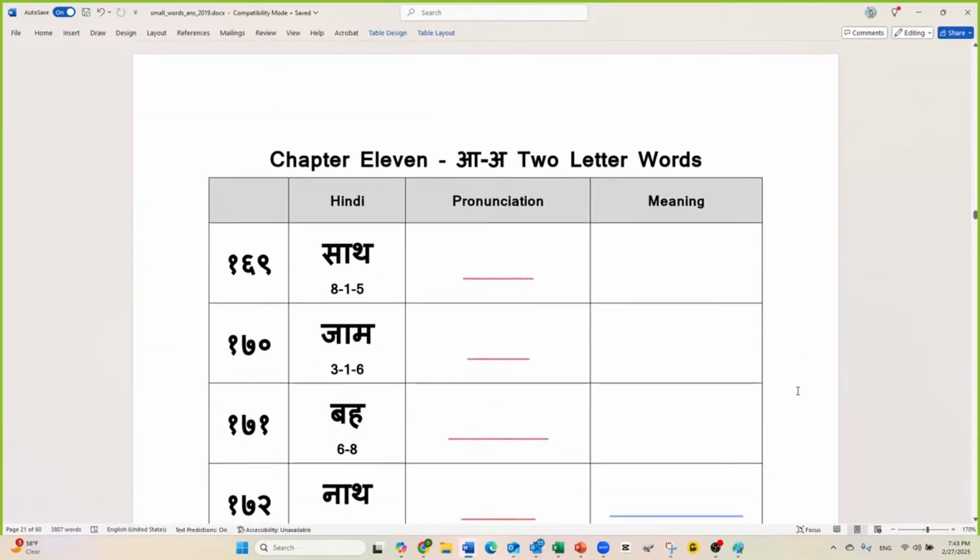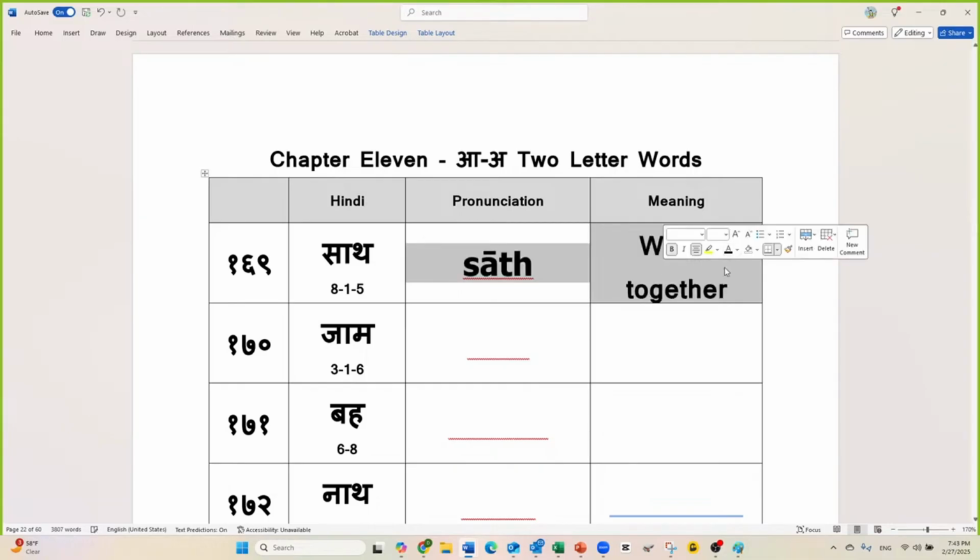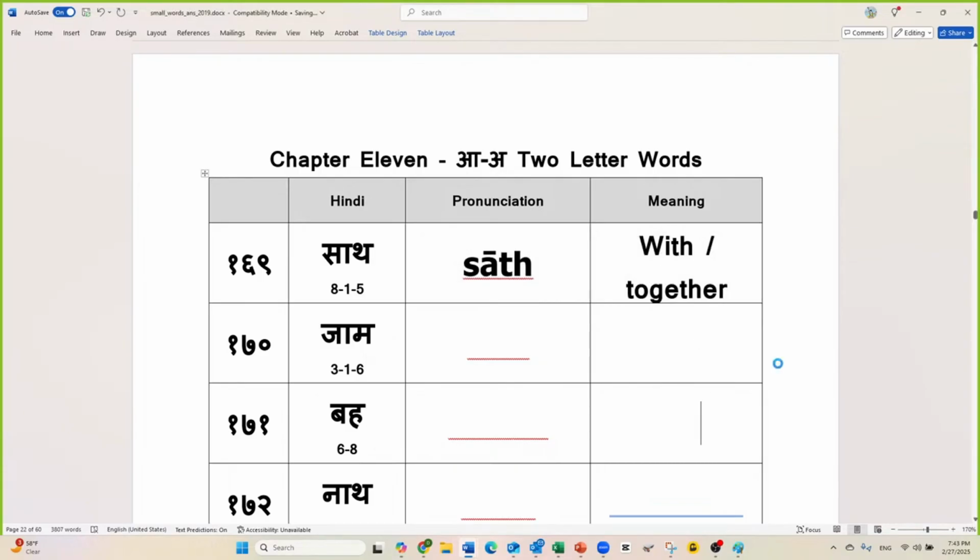Next word. Anisha, give it to me. Saath. Saath means together or with. It could mean with or together. Okay, Anisha, give me a sentence with one of these two words, with or together.